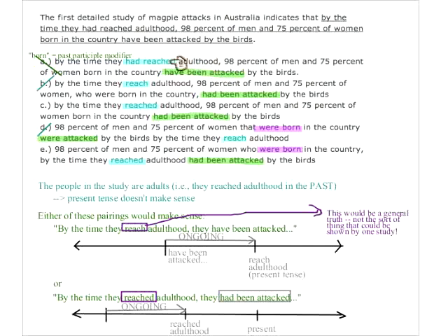This is not a logical pairing of verbs, because this would mean that this happened after that. Remember, had reached happens before tenses like this. This doesn't make sense. The meaning of the sentence is, by the time they were adults, these attacks had already occurred. So you need the right kind of relationship. So you want reached, had been attacked. All right, were born is fine because were born is a past event.